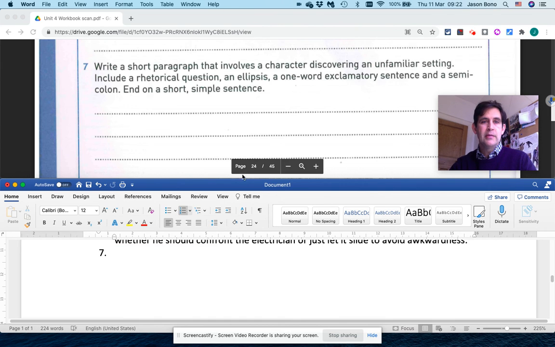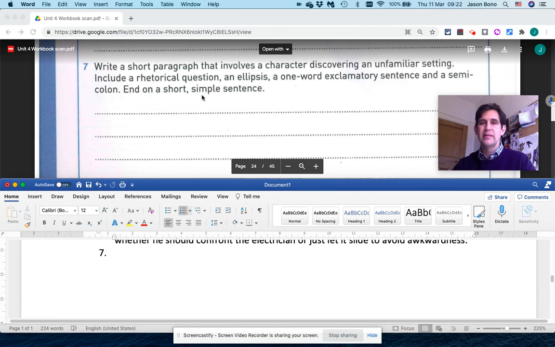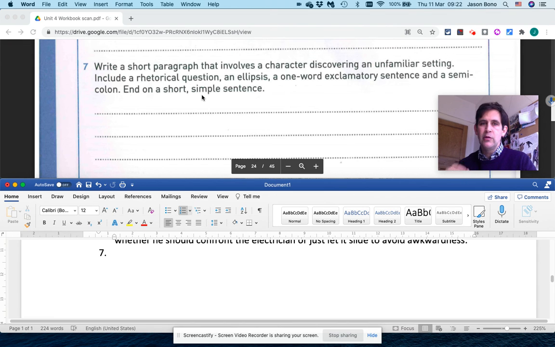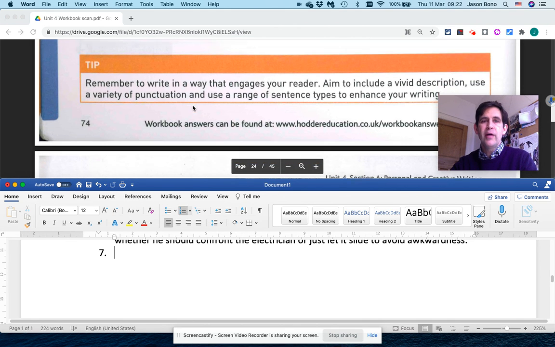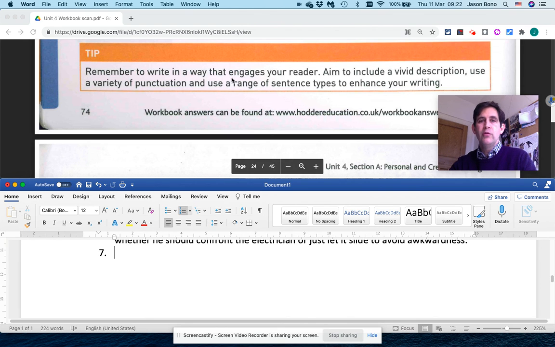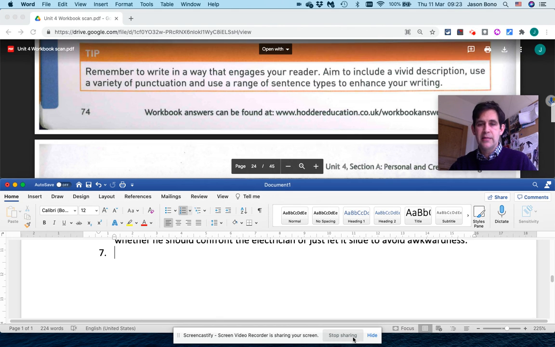And it says end on a short, simple sentence. They're really reminding you that that's a good way to have a punchy ending that drives home your point in a simple, direct way. Now finally, the tip at the bottom: remember to write in a way that engages your reader. Aim to include vivid description, use a variety of punctuation, and use a range of sentence types to enhance your writing. That's in general for this type of assessment. This is the takeaway. I hope that's helpful. I hope it guides you through this task, and I hope you have a great day.